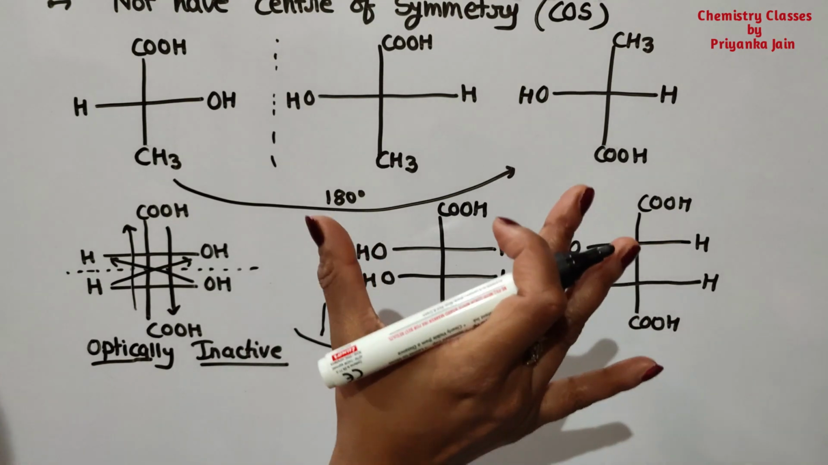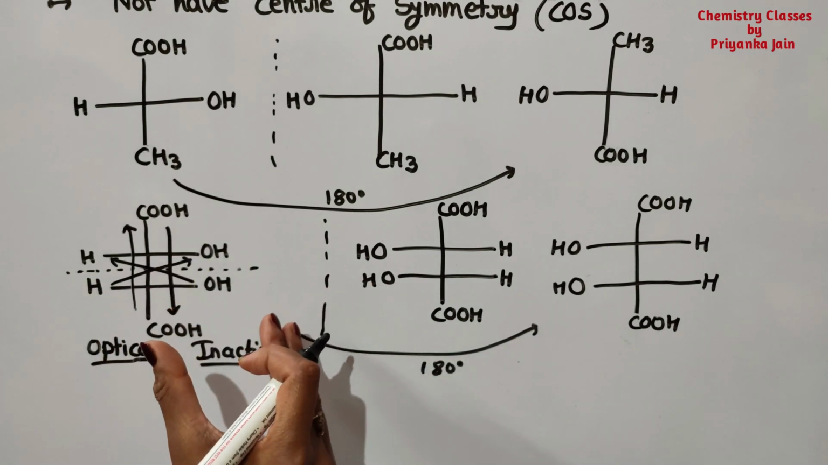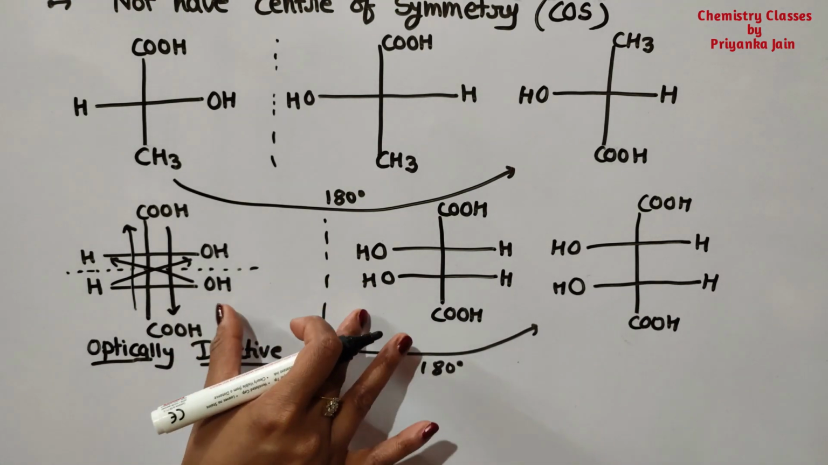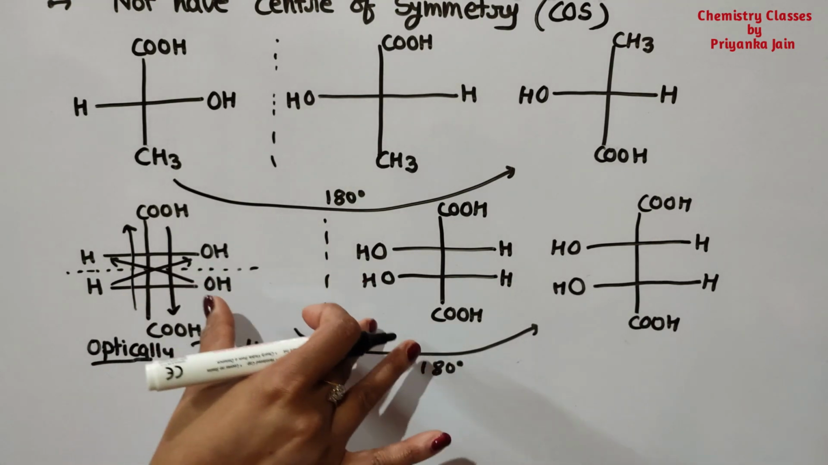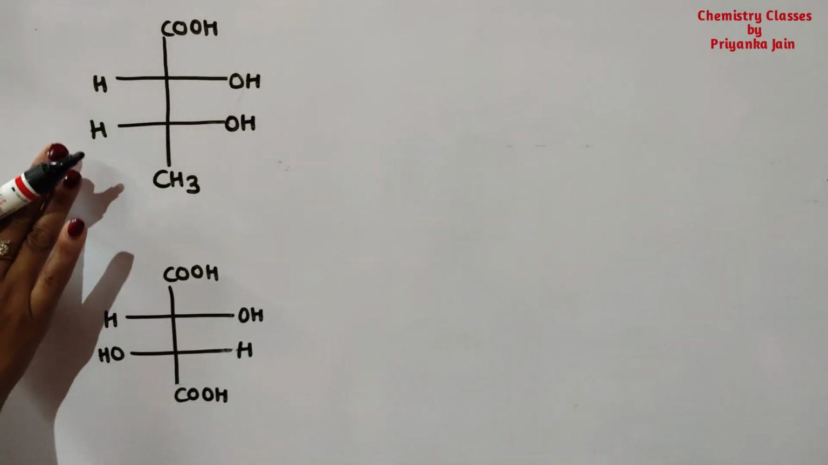These two molecules are the same, which means this is not making a non-superimposable mirror image. We can superimpose this molecule upon this, right? So the two molecules are the same, which means these are homomers. Okay, now see this question here.